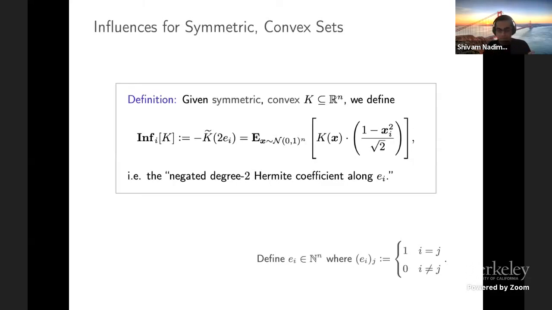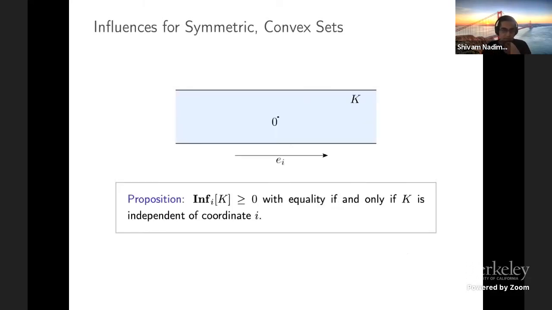And this notion of influence really does behave like a notion of influence. In particular, it's non-negative, with equality if and only if the symmetric convex set K is independent of the ith coordinate. In other words, it's sort of a cylinder along the ith direction. And many other interesting analogies with seminal results from Boolean function analysis seem to hold for this new notion of influence, and we've been exploring this notion further.